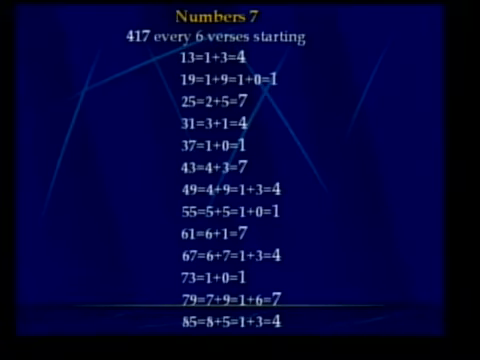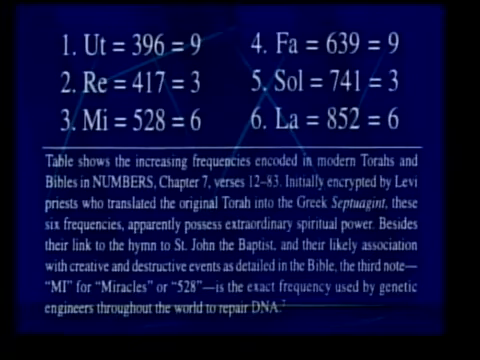When you go to verse 13, watch this. Verse 13, and then verse 19, and then verse 25, what do you get? 13, 1 plus 3 is what? 4. 1 plus 9 is what? 10. 1 plus 0 is what? 1. And then you go to 25. 2 plus 5 is what? 7, correct? What do you get? 417. What is 417? The frequency of re, resonare fibris, re. You see what I mean?